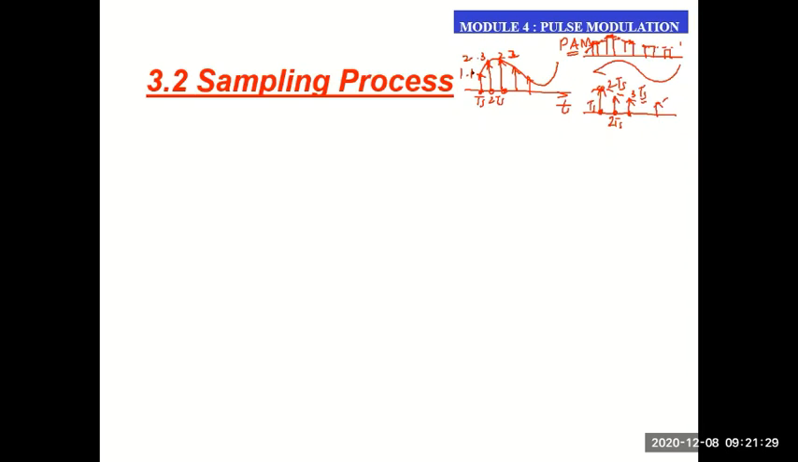But initially, let's consider ideal sampling. When we use impulses to sample, we call this ideal sampling. And when we use pulses to sample, we call this practical sampling. Practically, it is possible for us to generate only pulses and not impulses. So whenever we use impulses to sample, it is ideal. But whenever you use pulses, it is practical, or pulse amplitude modulation.